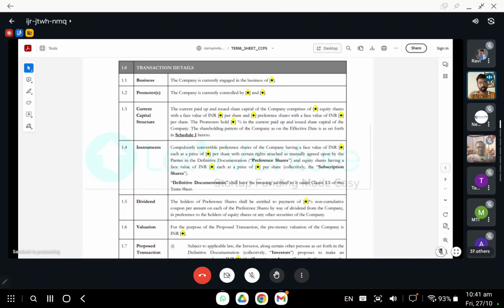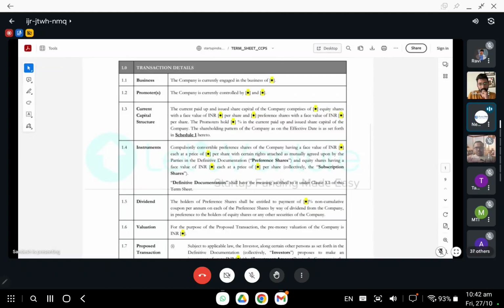So you would have heard of this term called preference shares or equity shares or compulsorily convertible debentures, convertible notes, SAFE notes, etc. So what do you think the difference is? If anybody in the session can explain what they think the difference is between an equity share or a preference share or a debenture.